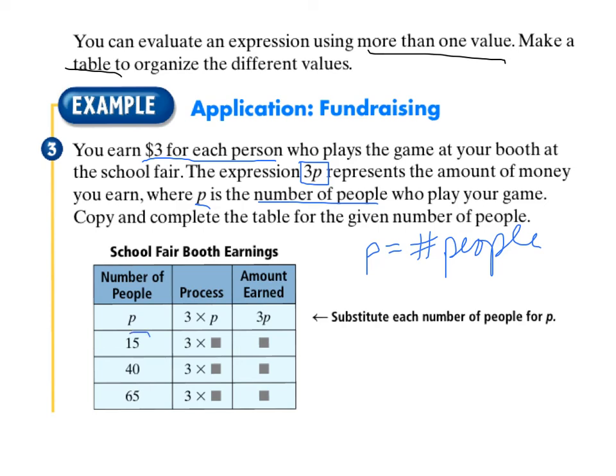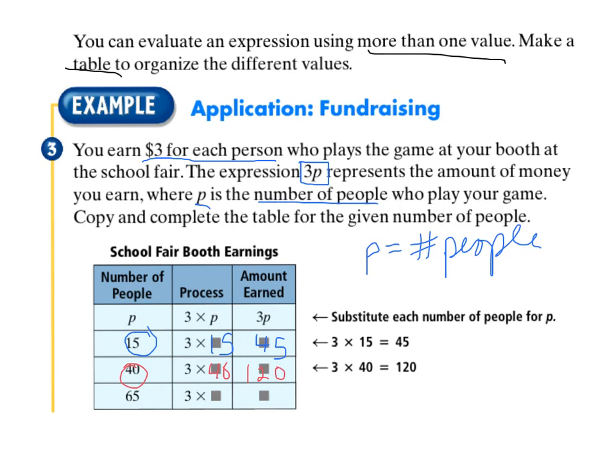So we're going to complete the table for the given number of people. It says 15 people are playing, so that means we're going to do 3 times the value given, so 3 times 15 gets us 45, so the amount we earned was $45. And we're going to do the same thing for 40 people. So 3 times 40 is 120. So the amount they earned for 40 people is $120.